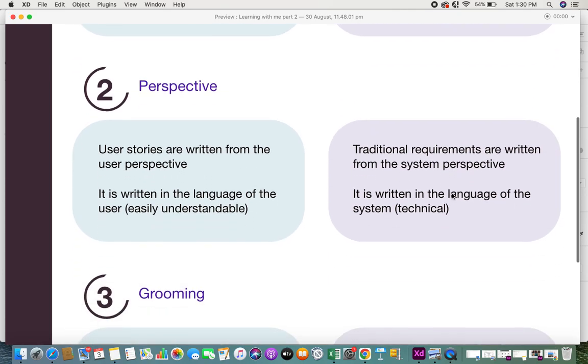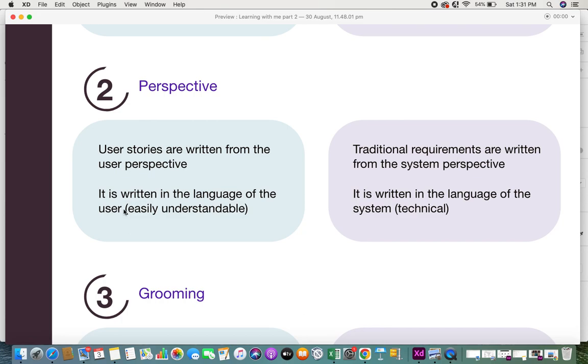The next difference is the perspective. User stories are written from the perspective of the user, and traditional requirements are written from the perspective of the system. For example, "As a user, I should be able to attend online class so that I do not have to travel to the university." This is written from the user's perspective. Whereas the traditional one is written like, "The system should enable the user to attend an online course." This would be a traditional requirement.